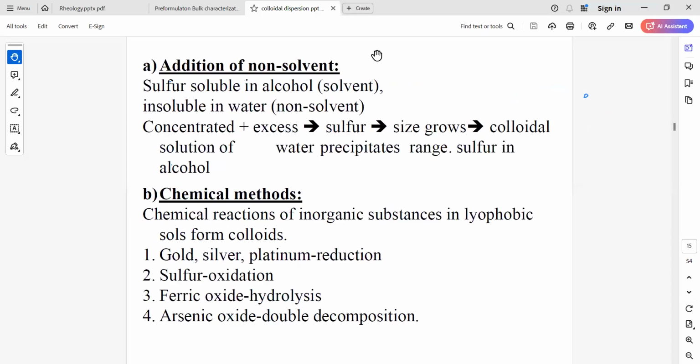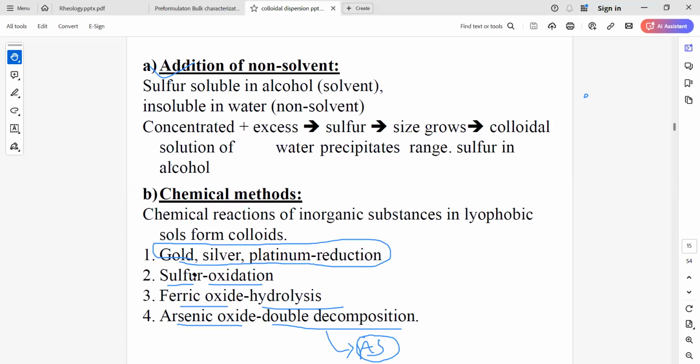As I have told you, addition of anti-solvent method, then chemical methods, where we can see sulfur for oxidation, ferric oxide for hydrolysis, and arsenic oxide for double decomposition. In this one, the colloid which will form is arsenious sulfide. And in case of reduction, the examples are gold, silver, and platinum, as I have discussed in the electric arc method also.